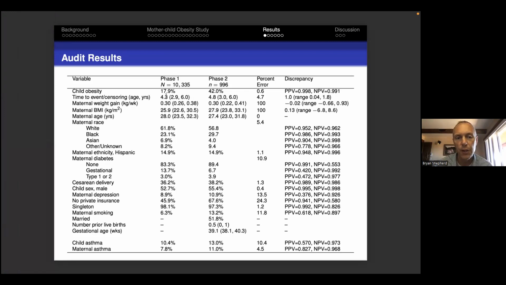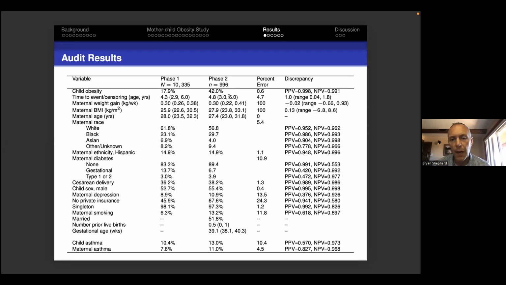The first column here is the phase 1 data. So in our phase 1 data, 18% of children had obesity. In our phase 2 data, 42% had obesity, but that's because we oversampled records with obesity because they're more informative. But if you actually compare the 996, their EHR data with their validated data, the percent error was quite low for childhood obesity. Only 0.6% had an error. That's a positive predictive value and a negative predictive value, which is greater than 99%.